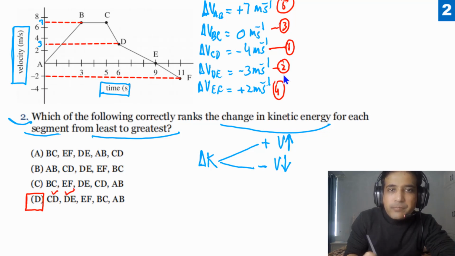Actually, they have flipped this one. BC has to be here, and EF has to go here. So they have to flip this one. So fourth one is EF, and the last one is AB. So the answer for this question is D. So this is how we can approach this problem.